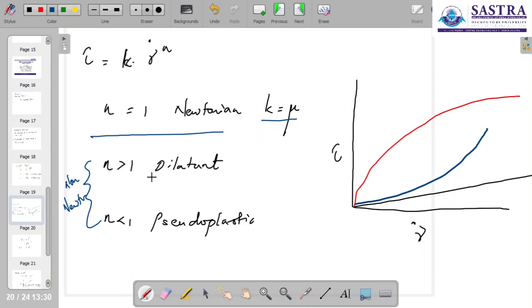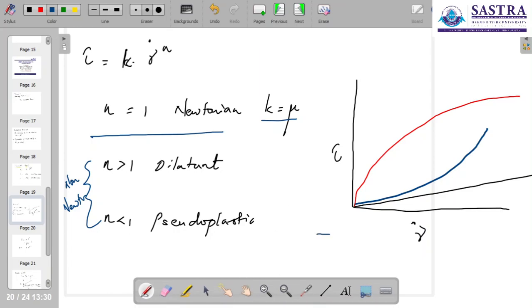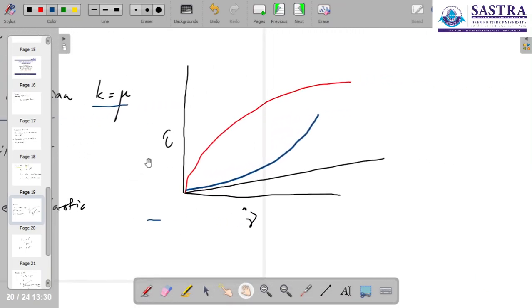If the value of n is greater than 1, those fluids are called shear thickening fluids or dilatant fluids. And if the value of n is less than 1, those are shear thinning or pseudoplastic fluids. Let's see in this plot how this looks. If you have shear stress versus shear rate, and you plot the experimental data and find the slope to be a constant value, certainly n will become 1, and these are the Newtonian fluids.